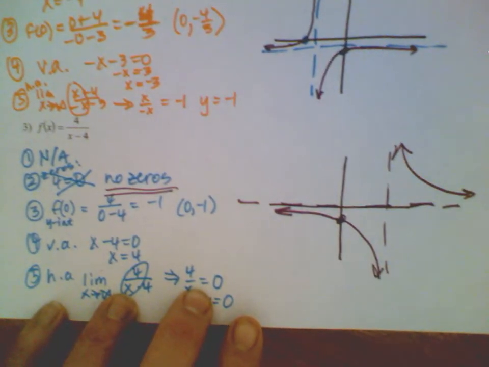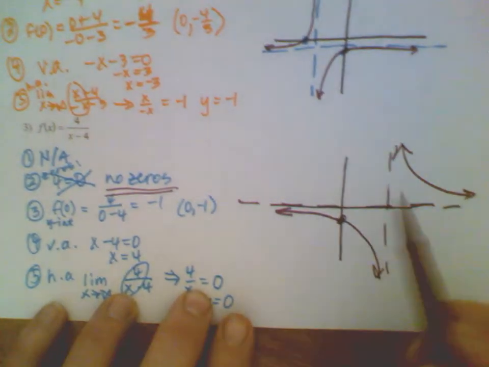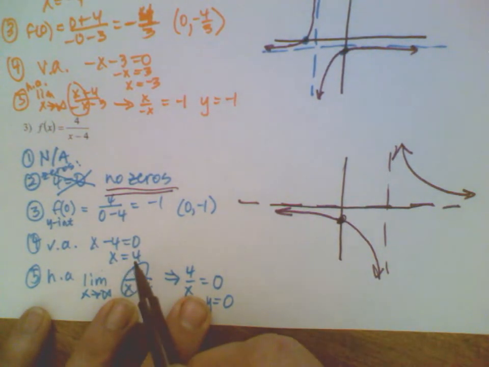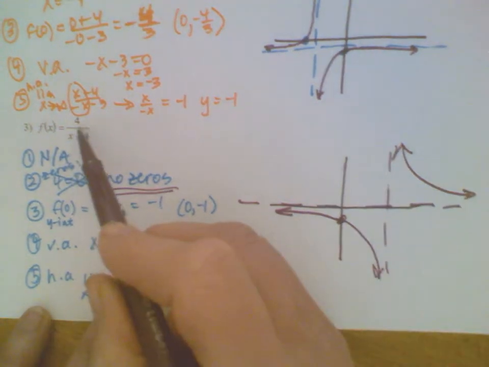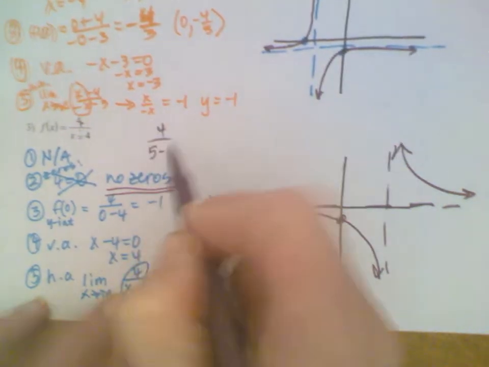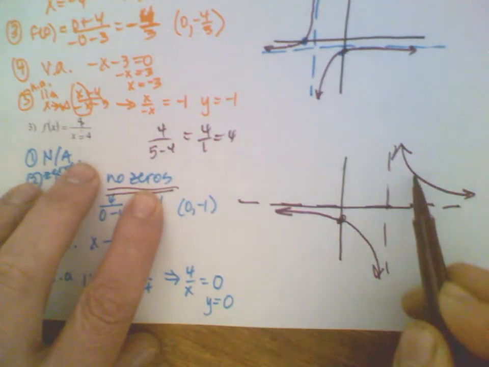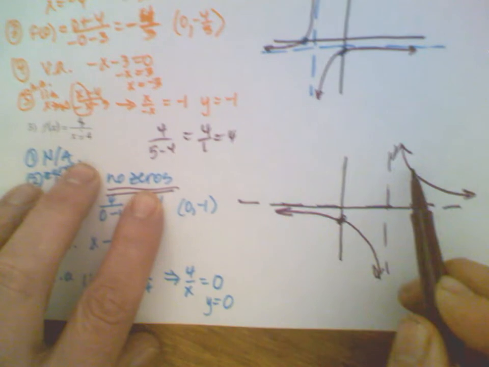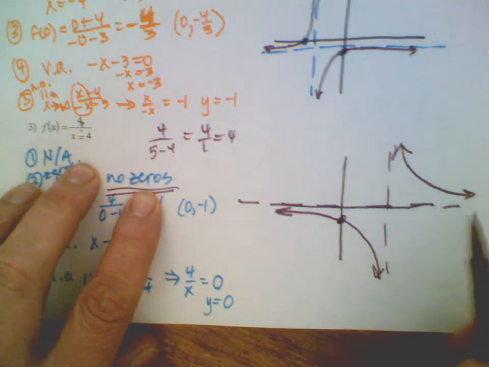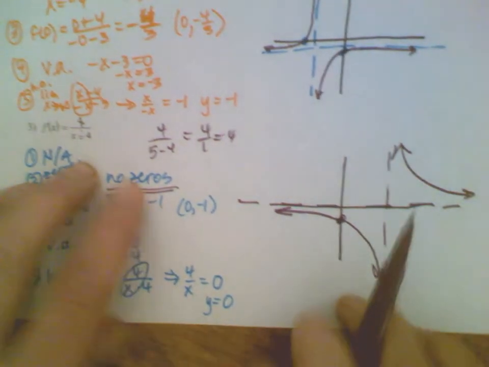What you can do is, if you are not sure, just do a test point. So I'll put in something to the right of this vertical asymptote, say 5. When I put 5 in here, I would get 4 over 5 minus 4, which is 4 over 1, or 4, meaning that (5, 4) is a point on this graph, and that means that it's got to be in that positive position. If it came out negative, then it would have to be down here in the negative position. But this one has to be in that positive position.